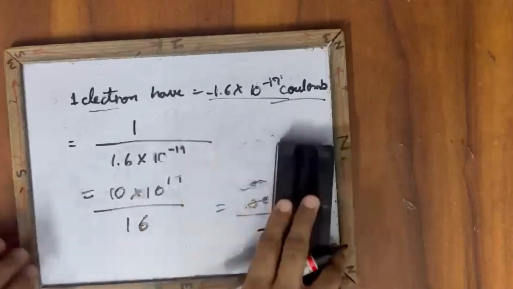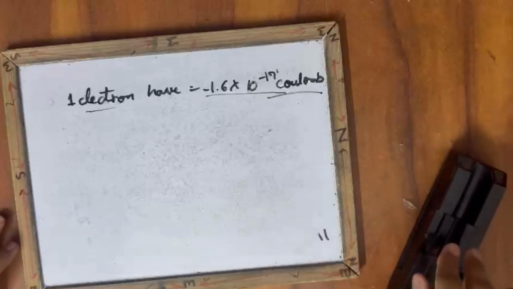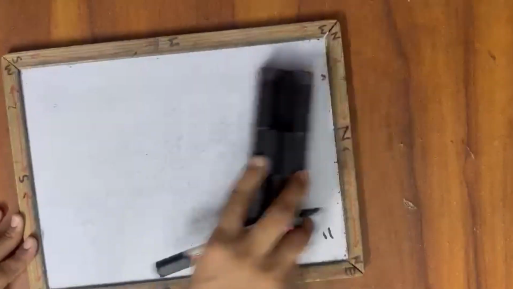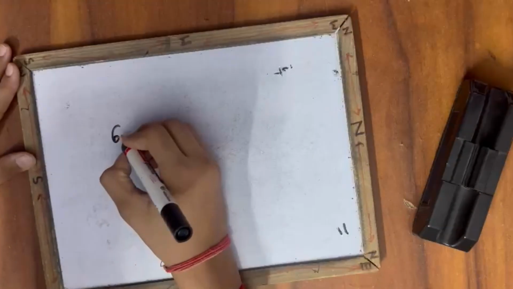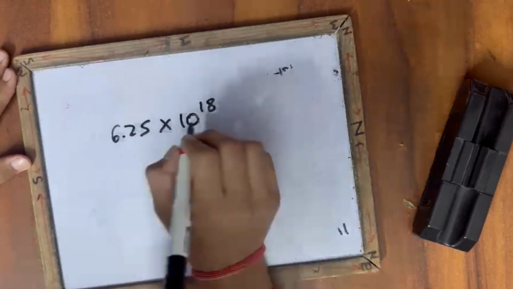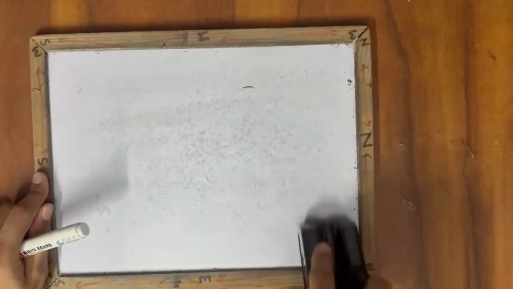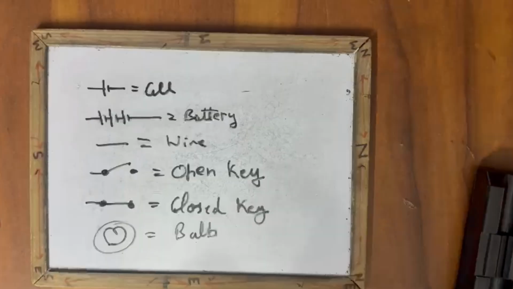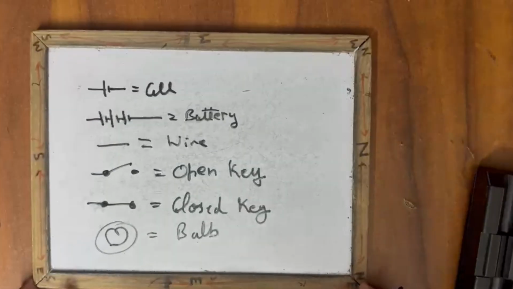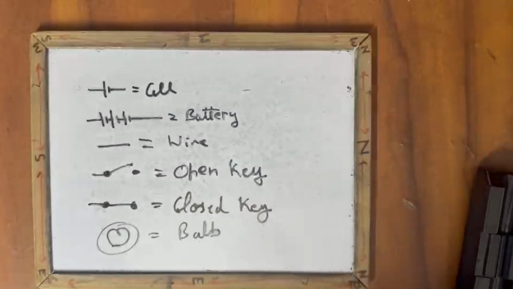And now the total answer will be the amount of electrons in 1 coulomb are 6.25 into 10 raised to power 18. That is your answer. So now we will study about electric circuit components. The symbols of the components are some basics that you have to learn. You can just take a screenshot and learn them, because these will be used in your questions.